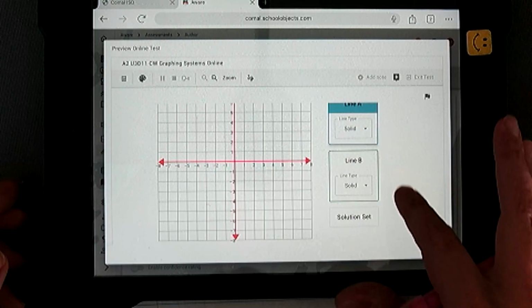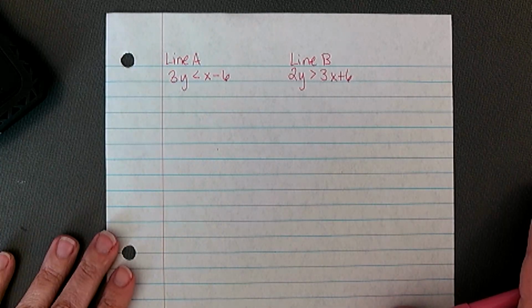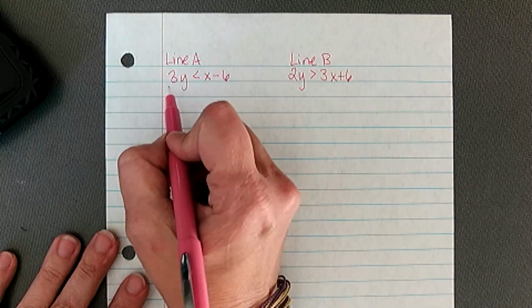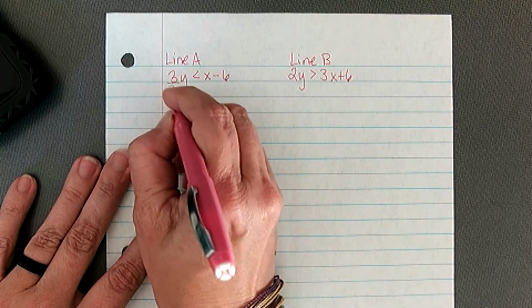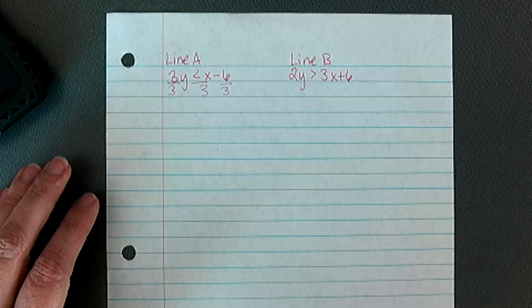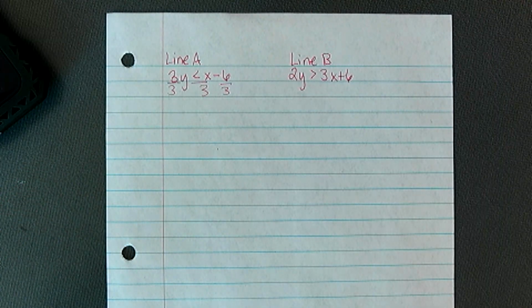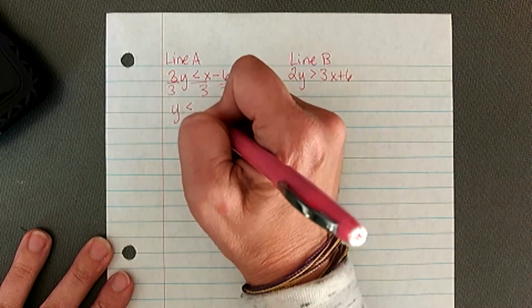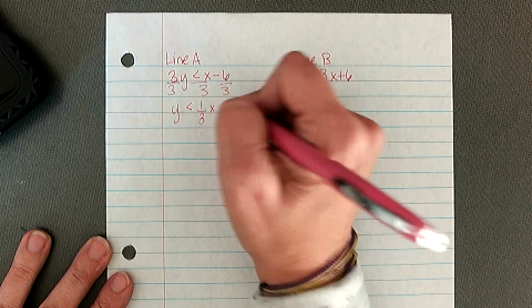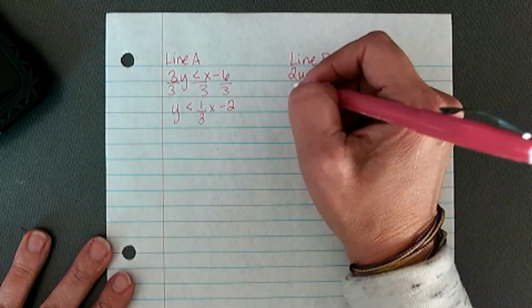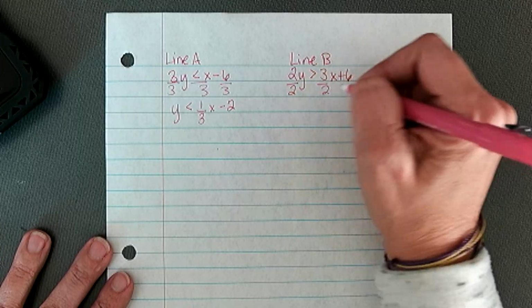So first thing we have to do is change these inequalities to y equals, because we cannot solve if it doesn't equal y. So to get y by itself, I need to divide all of the things by 3. And when I do that, I end up with y is less than 1 over 3x, and negative 6 divided by 3 is a negative 2. This one, I would divide everything by 2.